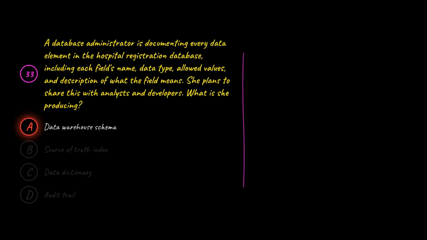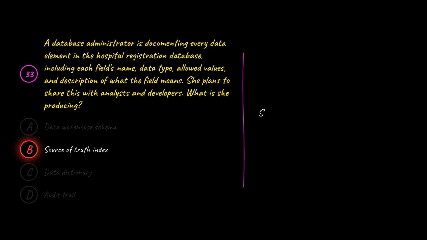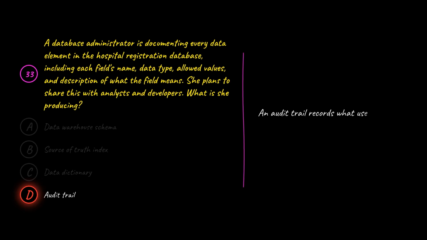A is wrong because a data warehouse schema describes how warehouse tables are structured for analysis. It typically sits on top of operational data definitions rather than replacing them. B is wrong because source of truth index is not a standard term in this context. D is wrong because an audit trail records what users did, not what the data elements mean.